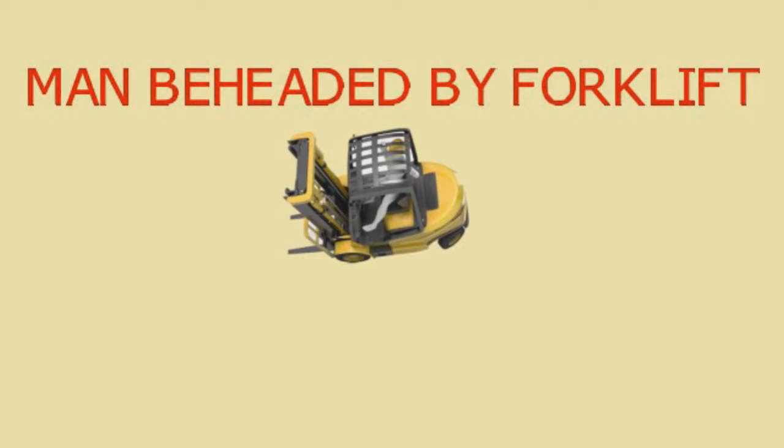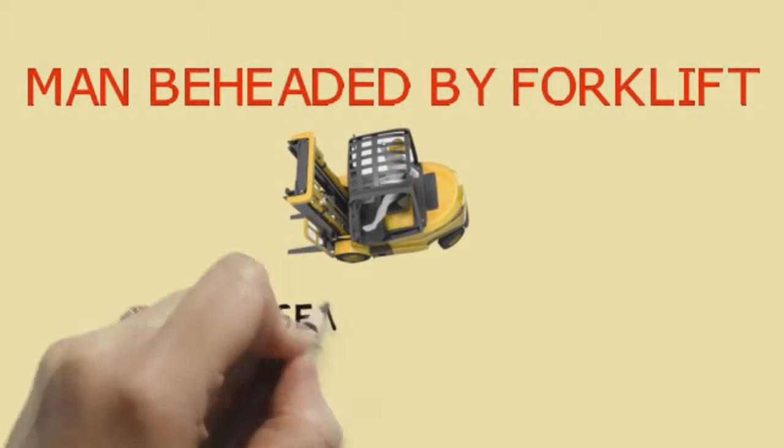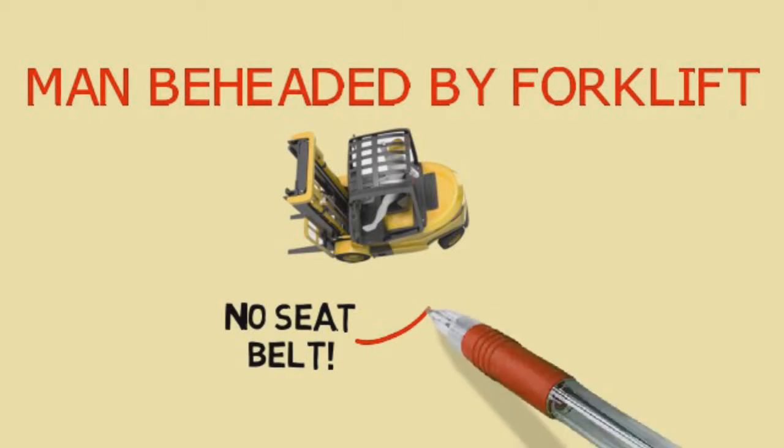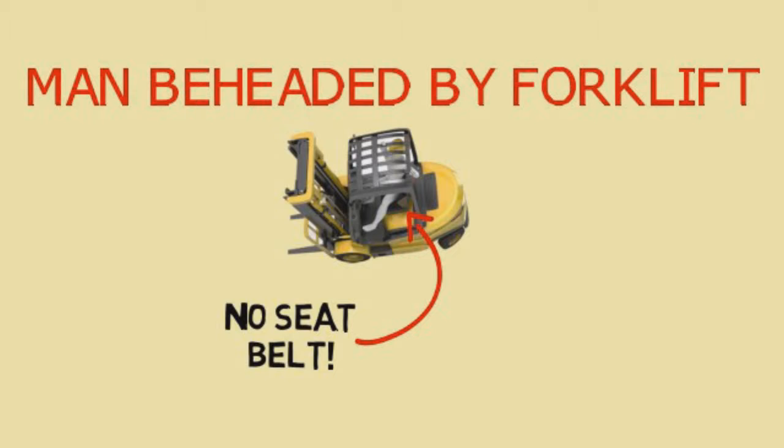Rescuers were called to a warehouse around 8:30 in the morning about a man trapped under a forklift. When they arrived, they found the victim already deceased. He was turning a forklift on an incline when it suddenly tilted and landed on its side, throwing him out, crushing and amputating his head.